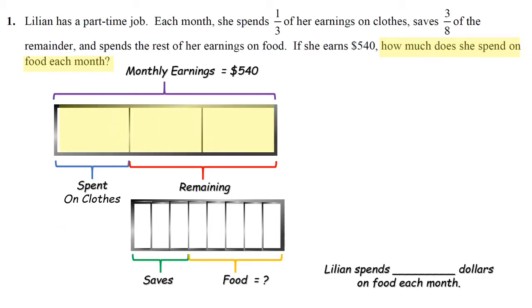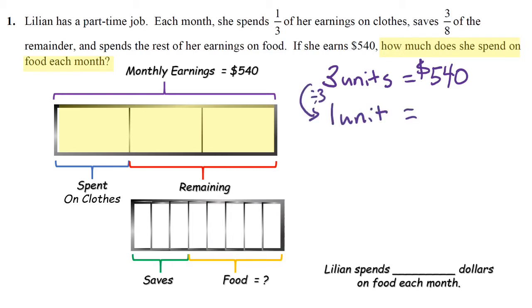Now, if we look at the whole bar, we can see that the whole bar is worth $540. You want to start with the thing that you actually know. I know the $540. So I also know that that's worth 3 units currently. That's worth those 3 little boxes. So if I divvy that 540 out to those 3 boxes, I'll figure out what 1 unit is worth. That means dividing it out into 3 units. So I'm going to divide 540 by 3. When I do that, I get 180.